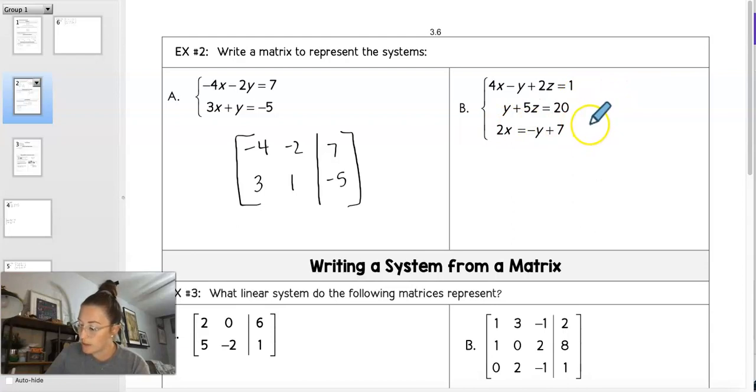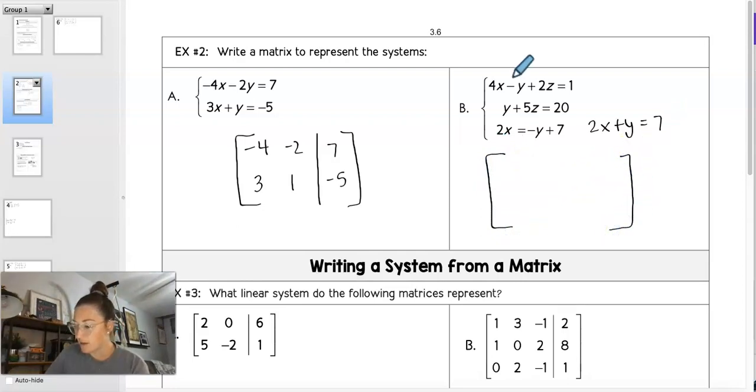Alright, so this one I need to put in standard form. So I'm going to do 2x, I'm going to add over that y, and it's going to equal 7. So now we're in standard form. Now I can go ahead and write this matrix. So this matrix is a 3 by 4. There's going to be 3 rows, 4 columns, because we have an x, y, z answer.